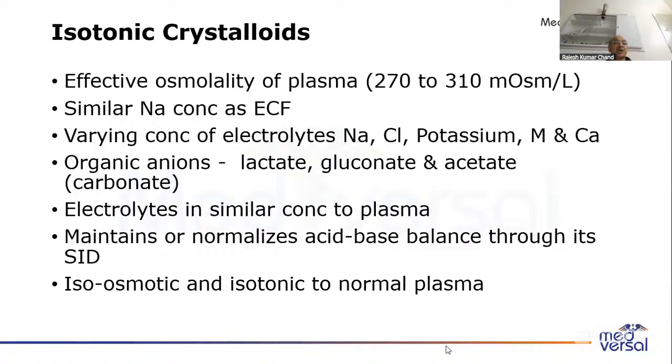The electrolyte concentrations in isotonic fluids are similar to plasma. They maintain or normalize acid-base balance through their strong intrinsic buffering, and they are isoosmotic and isotonic to normal plasma.